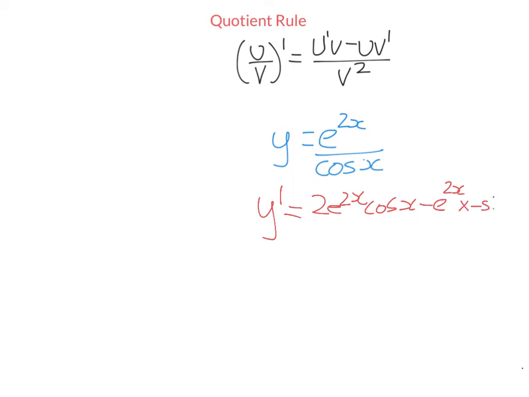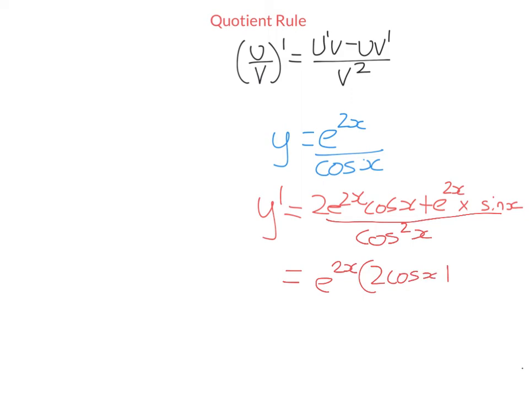So the derivative of cos is minus sine. So of course here we have two minuses, they would now make a plus. And then what goes on the bottom is the original bottom squared. So cos of x all squared, we usually write cos squared x. So I can factorize the top. I'm going to take out a common factor of e to the 2x. So then I'm left with 2 cos x plus sine x.